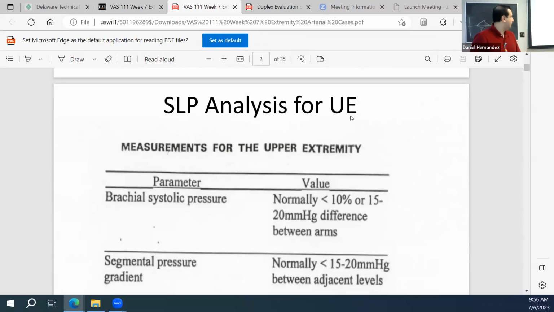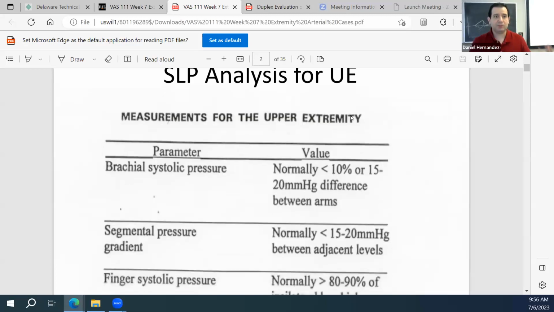So now we're just going to review again some analysis for our PVR SLP. So again, we said for the arms, it has to be less than 20 millimeters of mercury difference between both arms. If there is a difference greater than 20 millimeters of mercury between both arms, that indicates the likelihood or presence of some sort of central arterial disease. So subclavian arteries are going to be your most likely place. Could be the axillary artery that's causing that low pressure on that one extremity.